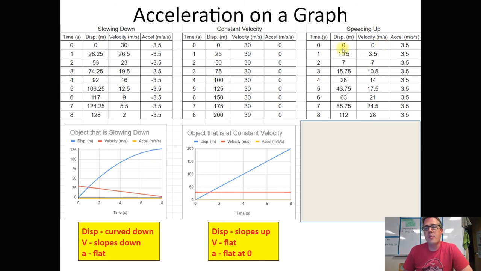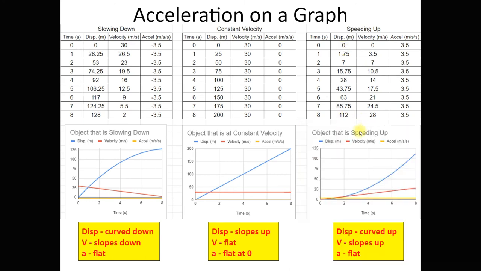And our displacement this time goes up a little bit, then it goes up a little bit more and more and more, and it keeps growing the amount that it goes up, so we should see a curve there. So the key characteristic here is that displacement curves up. That's our blue line. That's how far we've gone. Our velocity has a slope to it, and our acceleration, again, is flat.